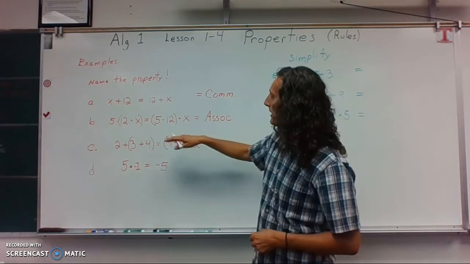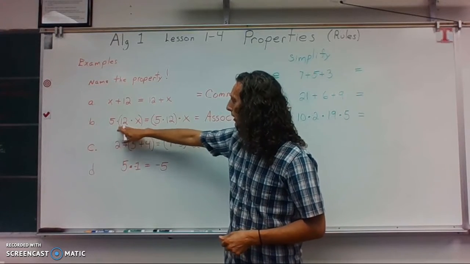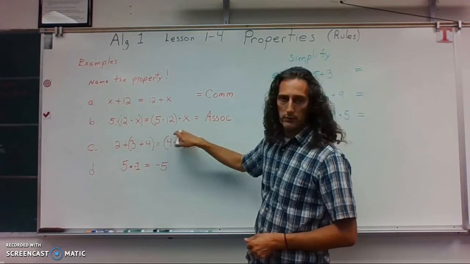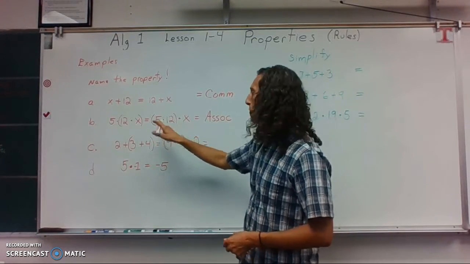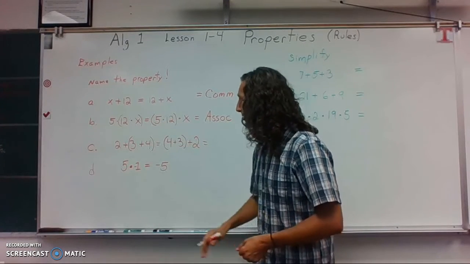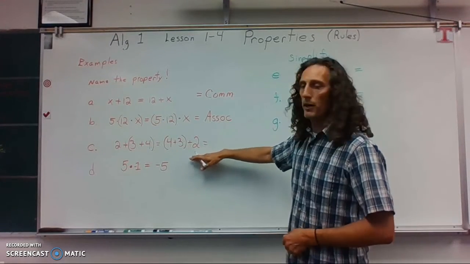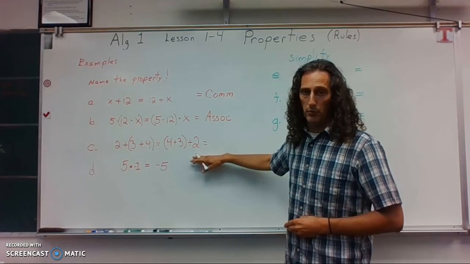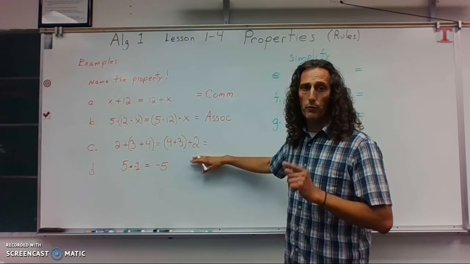Now, again, the 5, the 12, and the x, they're all in the same order. So I didn't change the order, I just changed who I put in the box, in the groupings, the parentheses. Now on C, I really want you to hit pause and try and figure that one out on your own. So that's what you just did.